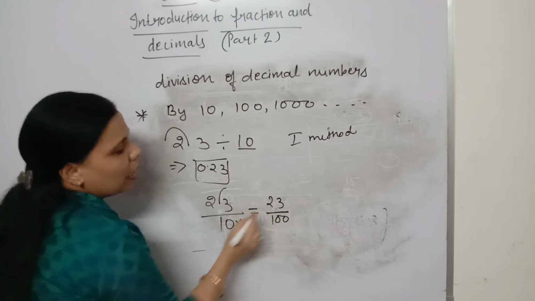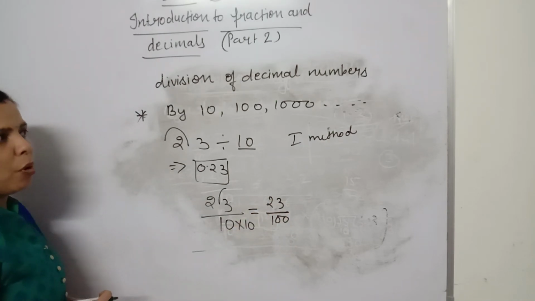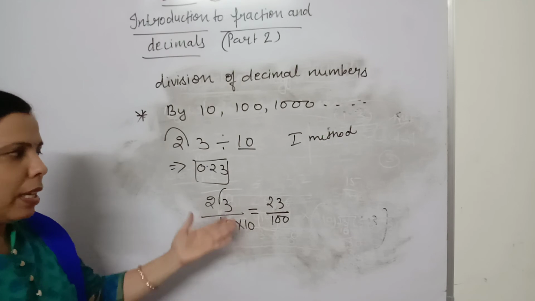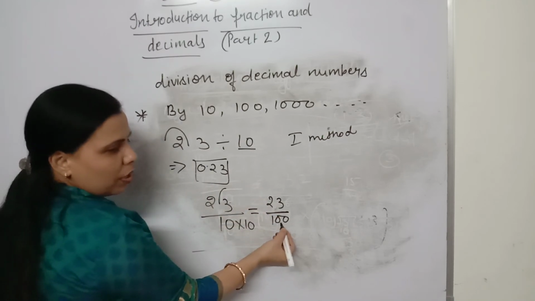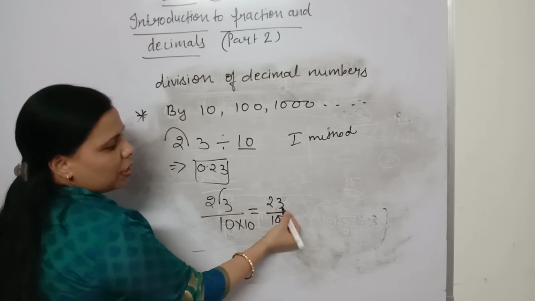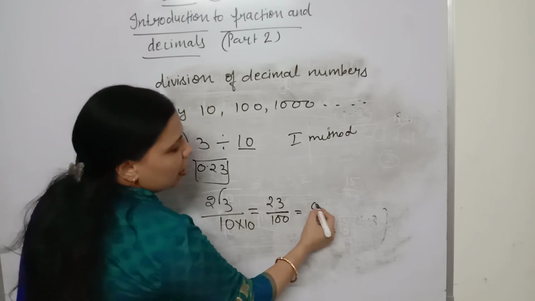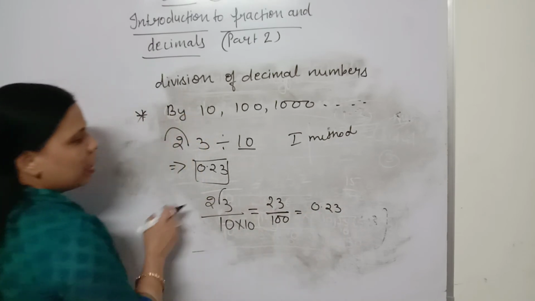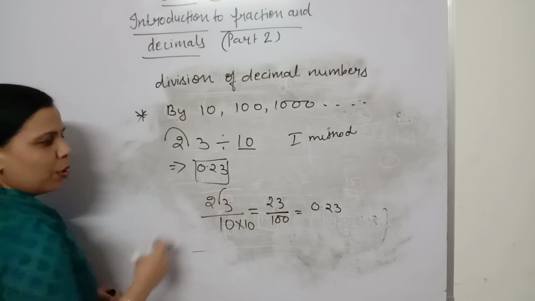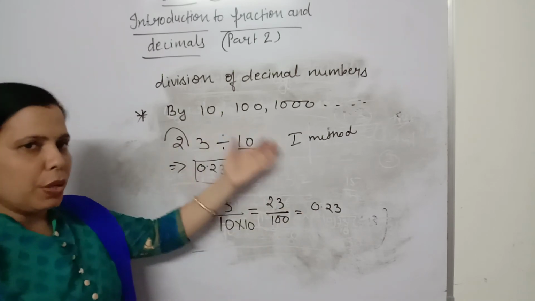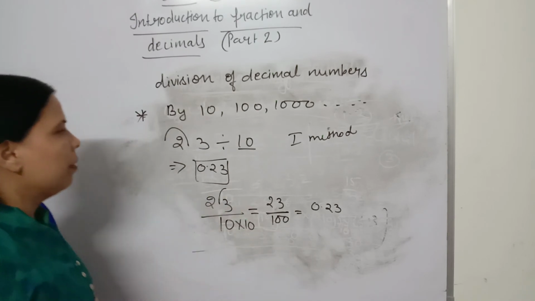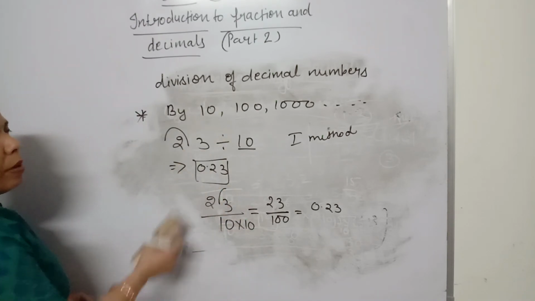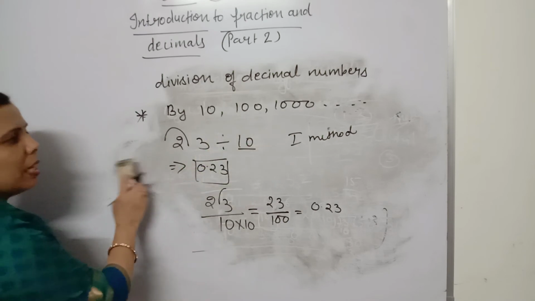23 upon 100. I have explained how to convert such a number directly into decimals. 2 zeros means 2 digits, 1, 2. Your answer is 0.23. You can see the answer is the same. So if you like this method, you can use it. If you like the other method, you can use that. In the same way you can do division by 100, by 1000 and so on.